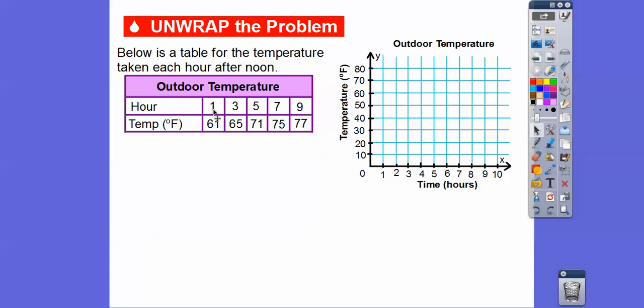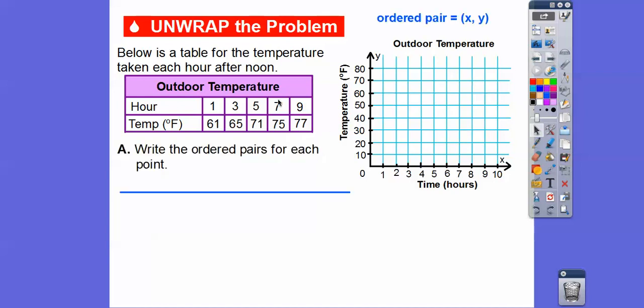So the first hour is 61 degrees, the third hour is 65 degrees, and so you'll notice right here, this is our x-axis right here. So typically if you see a table that's written like this, the top row is your x-axis and the bottom row is your y-axis. Remember, x, y comes in alphabetical order, so since x comes before y in the alphabet, the first set of numbers is typically our x's, and the second set of numbers is typically our y's.